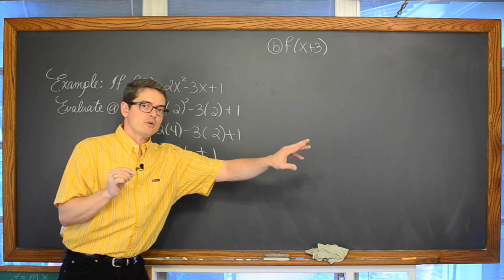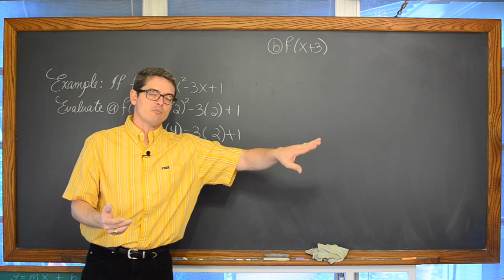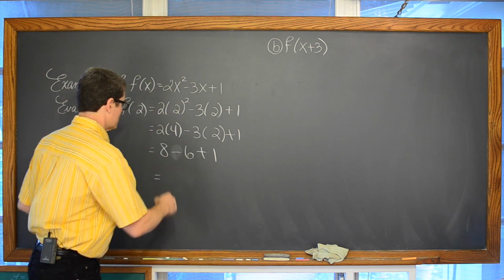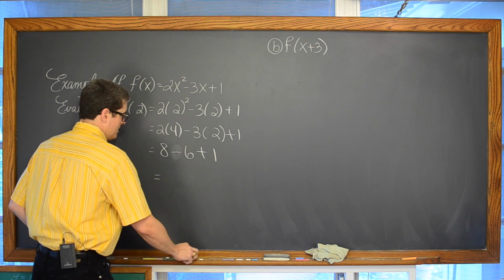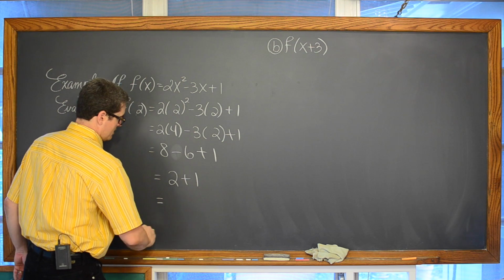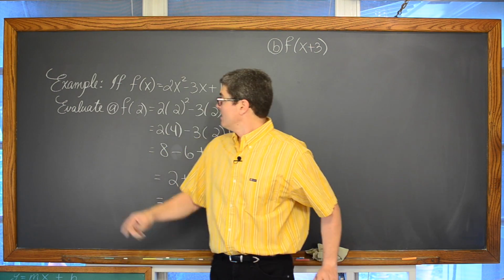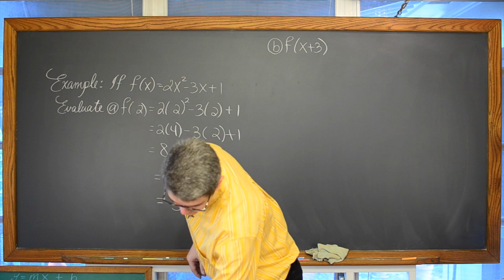You don't multiply before you divide. You don't add before you subtract. They're on an equal level playing field. You read your problem left to right and you do whatever comes first. So 8 minus 6 is going to be equal to 2. And then 2 plus 1 is going to be equal to 3. But of course this is a different answer because, well, now I'm using positive 2 instead of negative 2.